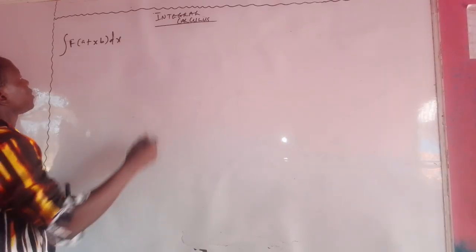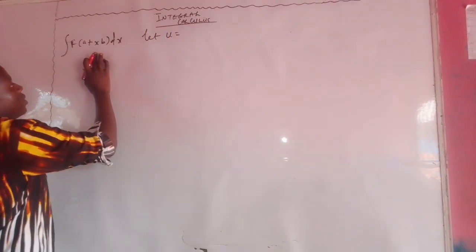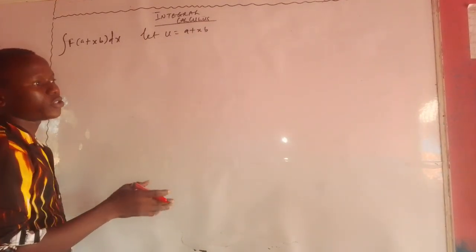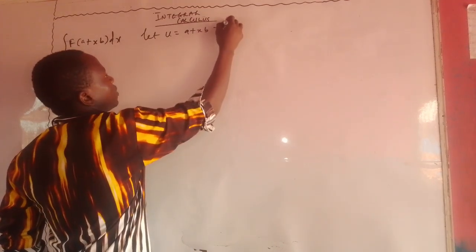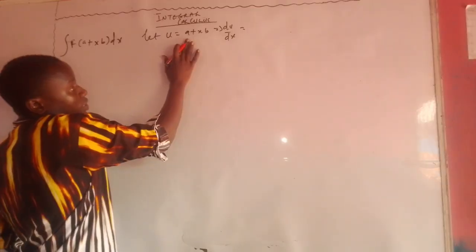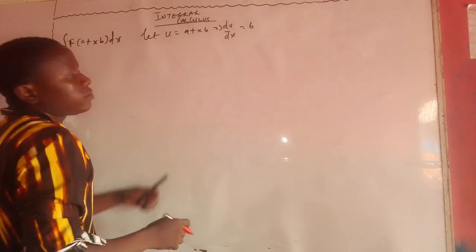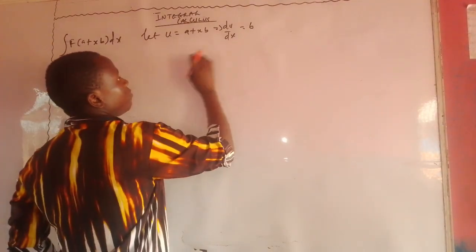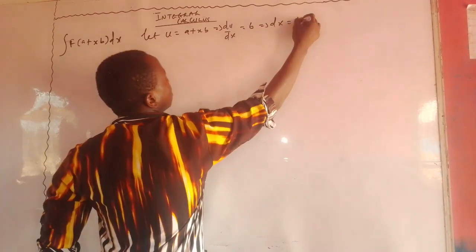So we say let u be equal to the term inside the bracket, which is a plus xb. The next thing to do is to differentiate with respect to x. Then we have du over dx is equal to, if you differentiate a, a constant, you have 0, and if you differentiate xb, we have b. Then make x the subject of the formula, so we have dx is equal to 1 over b, du.